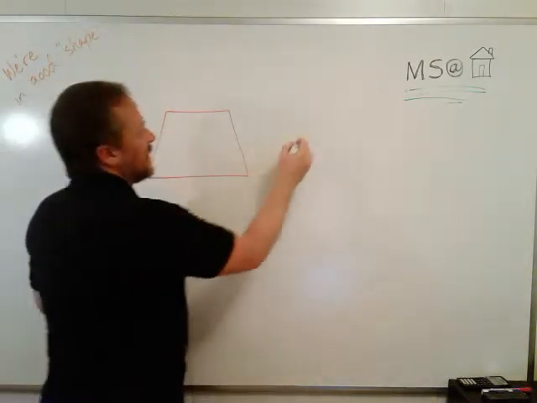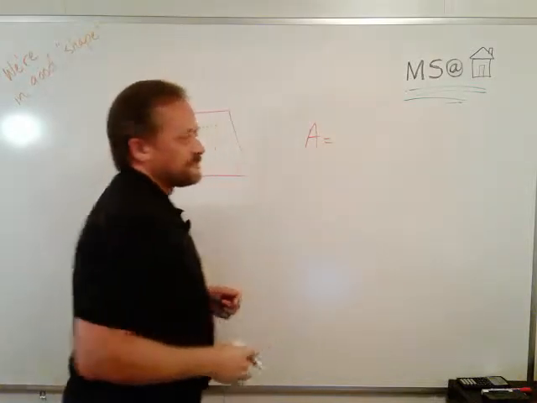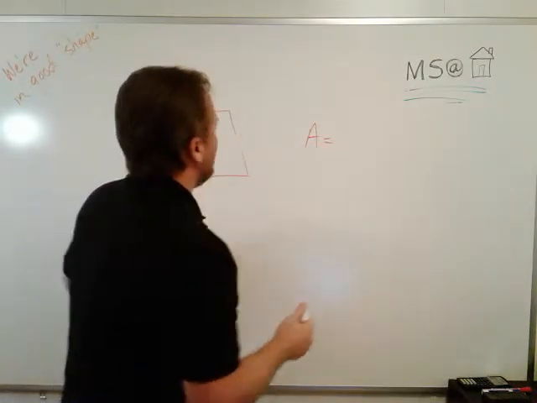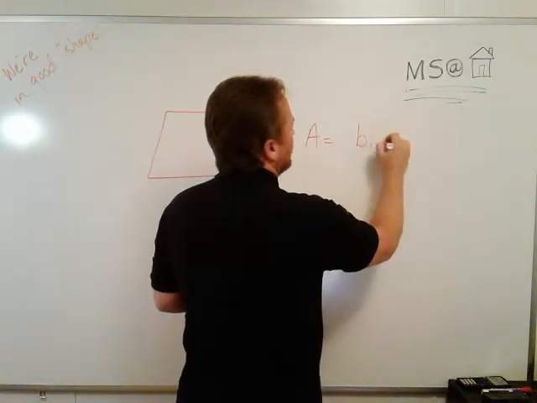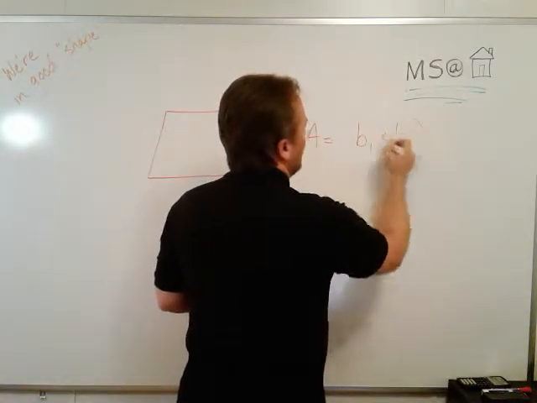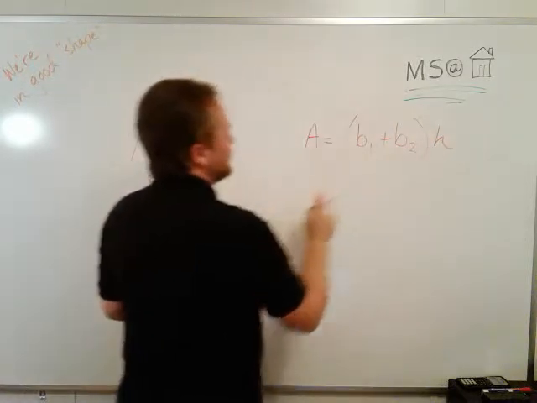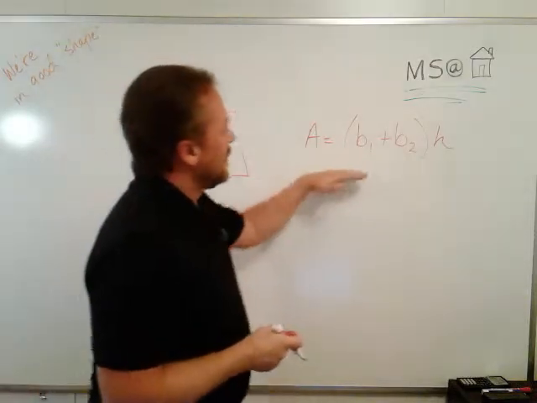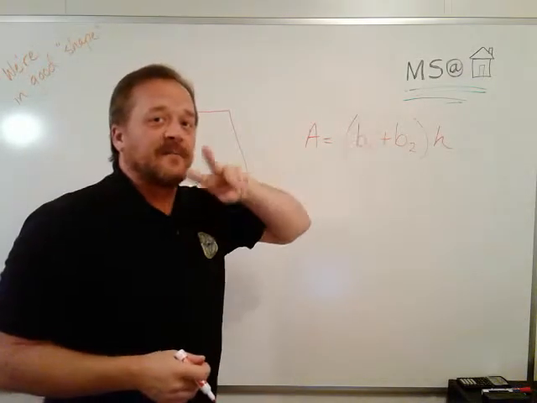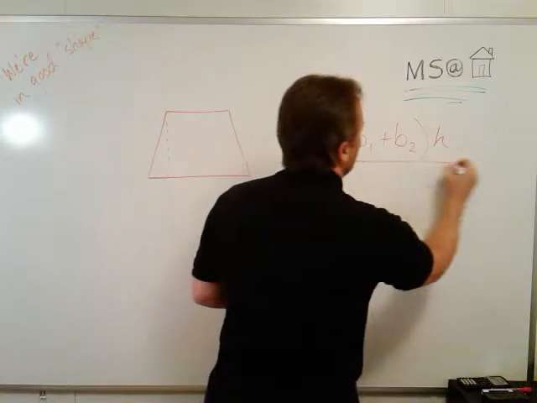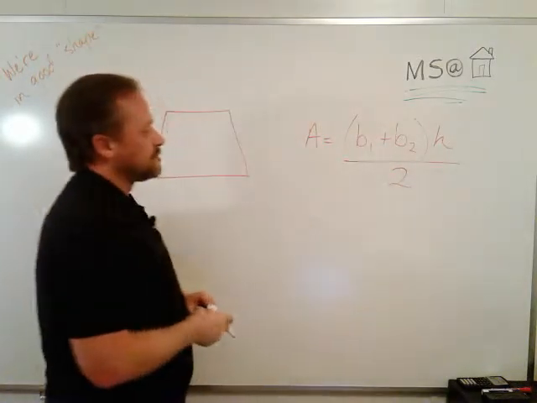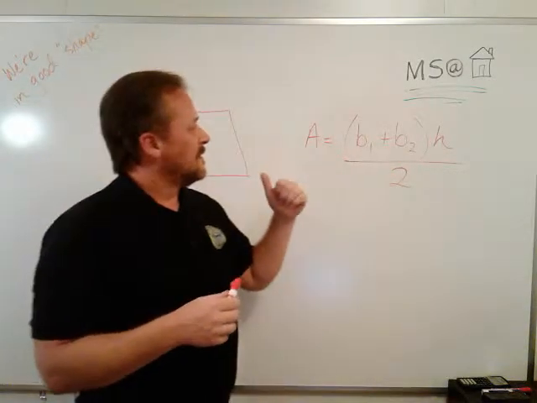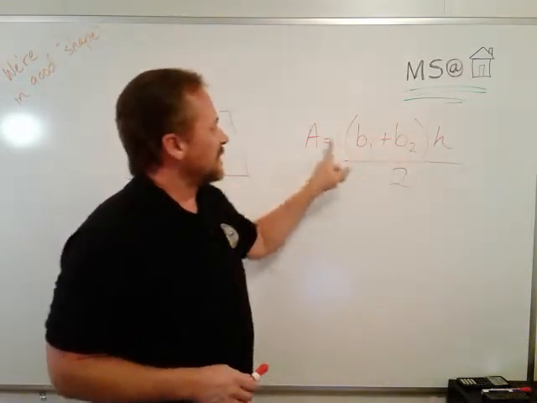And I know that for my trapezoid area, I need to know both the bases, because I have to add them together. Remember that? I have to add base 1 plus base 2 and multiply those by the height, this height, right? And all of this then gets divided by 2. It gets cut in half. Okay? Look familiar?